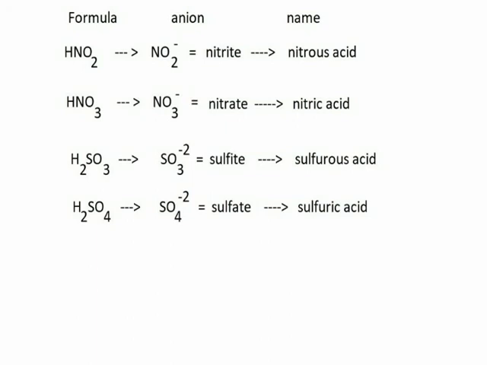Some of the most common acids that we run into are oxyacids. For example, HNO2, the anion is NO2 minus, that's nitrite, so HNO2 becomes nitrous acid. HNO3, the anion is nitrate, NO3 minus, so that is nitric acid. H2SO3, the anion is sulfite, SO3 minus 2, so that becomes sulfurous acid. And H2SO4, the anion is sulfate, so that is sulfuric acid.